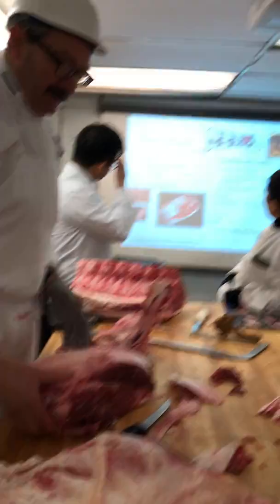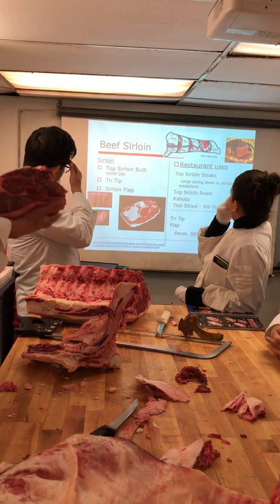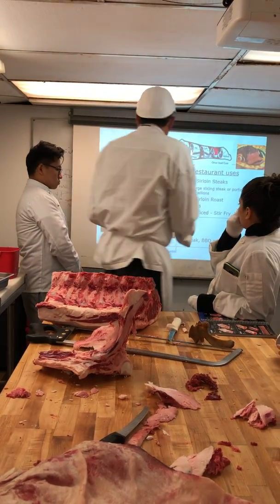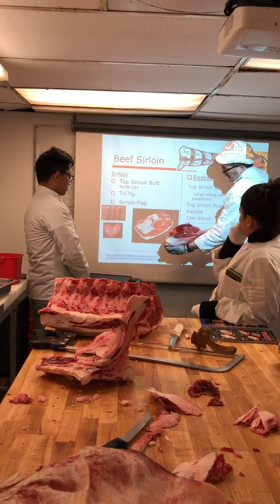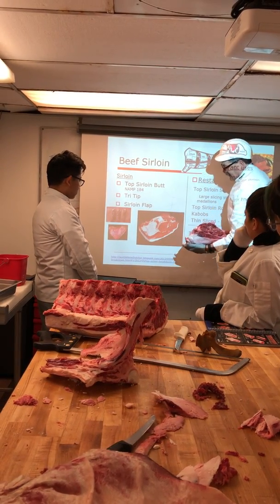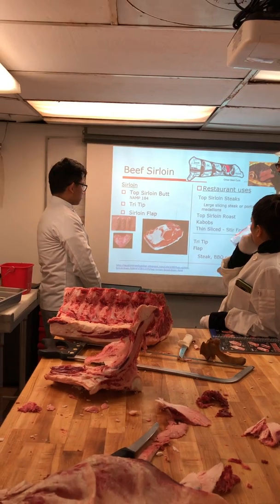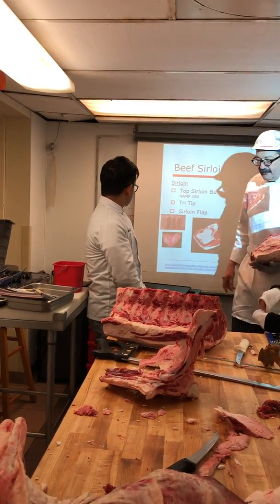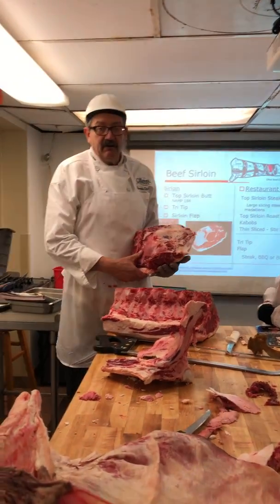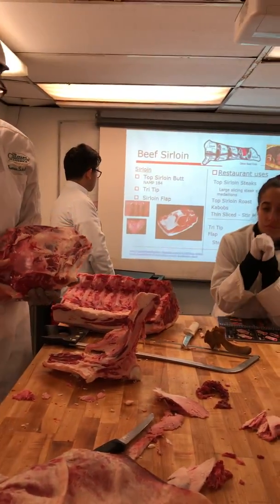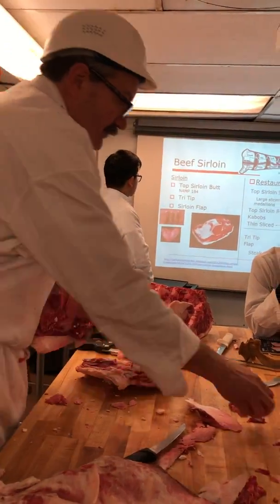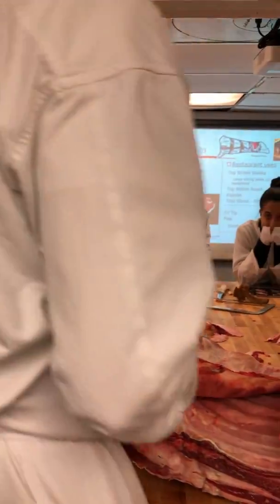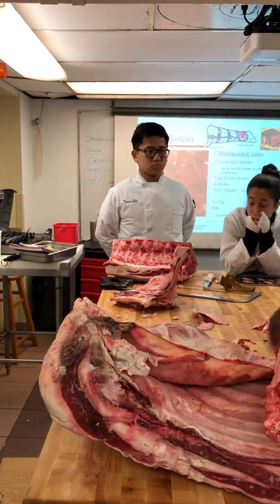All right. So that top sirloin butt is this. That is that right there. That's how big it is. And there's the tri-tip, and then there's the sirloin flap that we already took off. So that's the sirloin divided down into its parts. And then click it one more time.